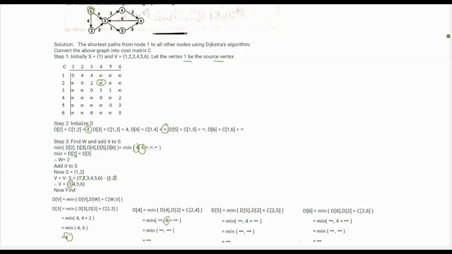Then for D5, D5 will be the minimum of D5 comma D2 plus C of 2 comma 5. D5 is infinity, D2 is 4, and C of 2 comma 5 will be infinity. So again the minimum is infinity. Similarly you will find for D6.